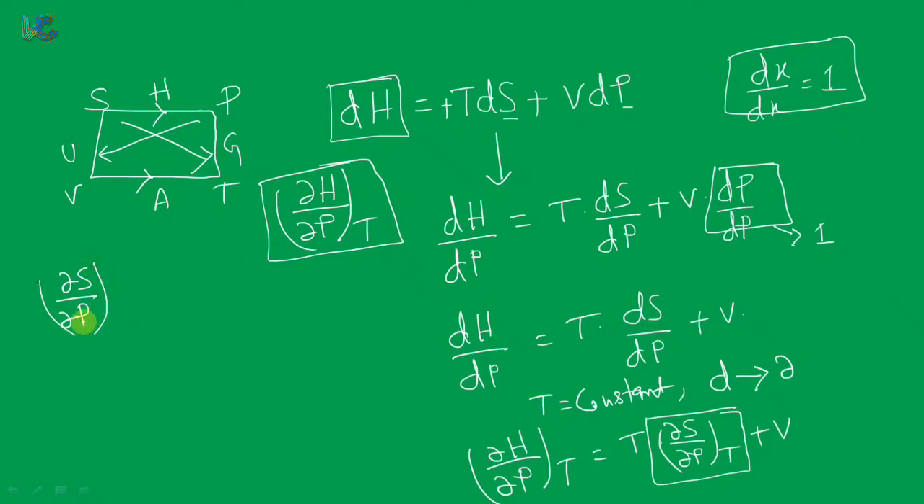So del S del P is equal to, in this case the arrow is from V to T. That means del V by del T. Okay. Now you have to write the constant and the sign.